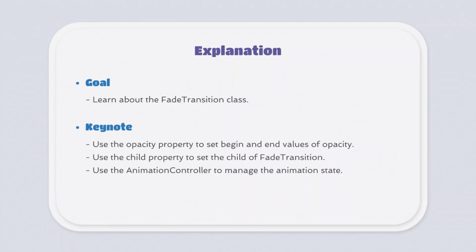Fade transition is a widget that creates an animation effect by adjusting the opacity of the child widget. We will use an animation controller to manage the lower bound, upper bound, duration, and opacity states of the animation. We're also going to set the VSync property because the animation controller needs a ticker provider configured using the VSync argument on the constructor.